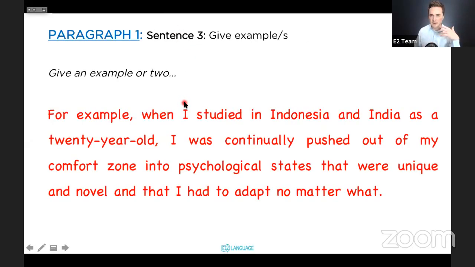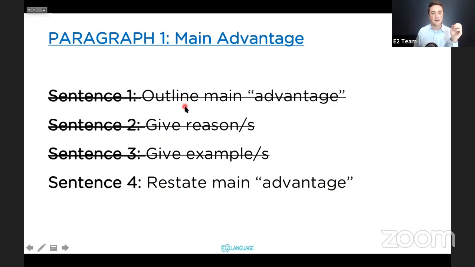So I read you my example. I talked about a personal experience of mine. One more sentence, then we've written our paragraph. What we need to do is we need to pull our paragraph together. How we do that is we restate the main advantage. We say, for this reason, or therefore, or something like that.